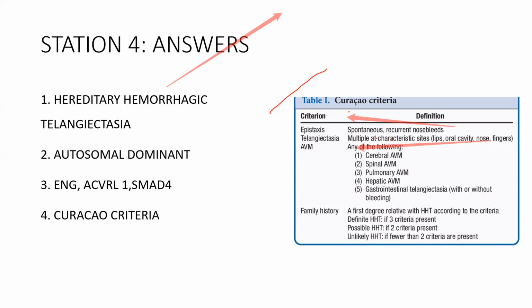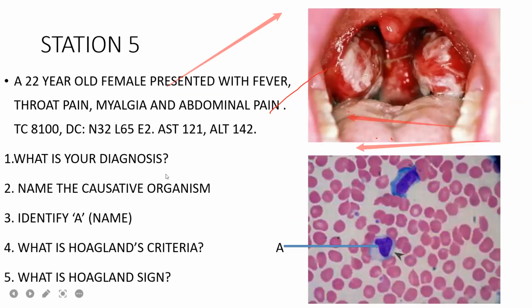Yes, that's all. So we should know the different components. These are pretty easy questions. You should know about that, especially the inheritance pattern. So shall we go to the 5th station?